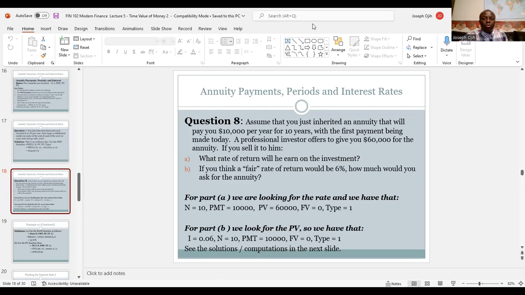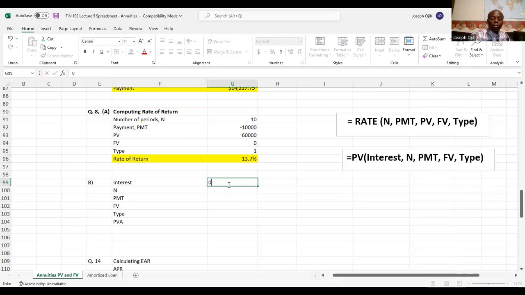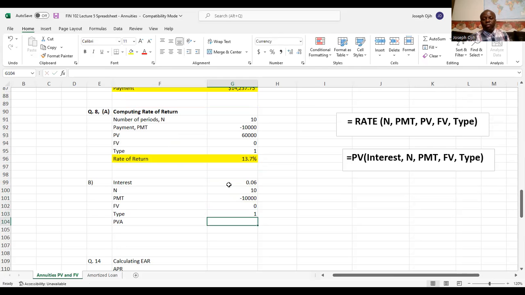So we take you to Excel to put this in. So part B of the question, interest is 6%, 0.06, the rate of return. Number of periods is 10 years. Payment is negative $10,000. Future value is 0. Type is 1. So how much should we ask him? What is the present value?